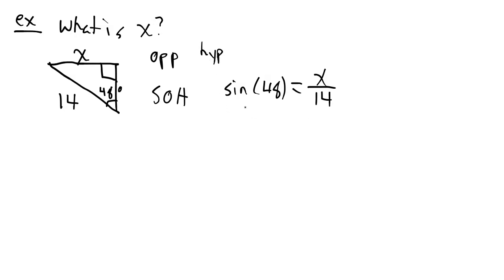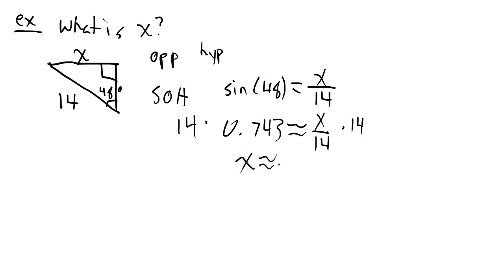Now, we put this into our calculators. We figure out what sine of 48 is. We find that that's about 0.743. So this becomes 0.743, about x over 14. And how do we solve for x? Well, we just multiply by 14 to find that x is going to be roughly equal to 10.40. Let's have you rounding to the hundredths for every part of this.